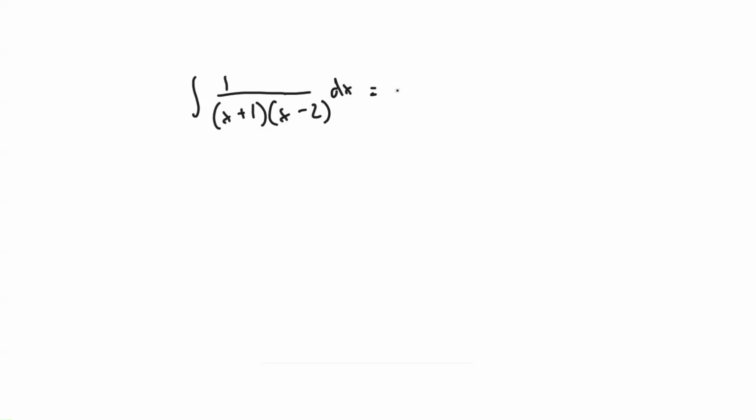You cannot use substitution, and you cannot use trigonometric substitution. So the only way to do it is to use partial fractions. So what is partial fractions? If you can split the fraction into two fractions, for example, the integral of a number a, a random number a, over x plus 1, plus the integral of b over x minus 2 dx.